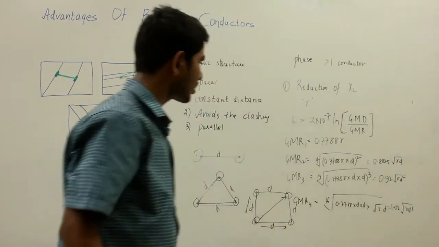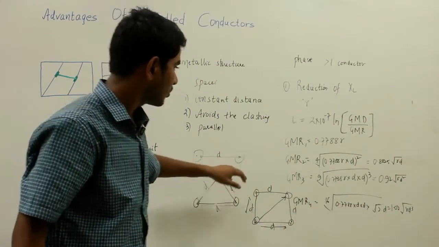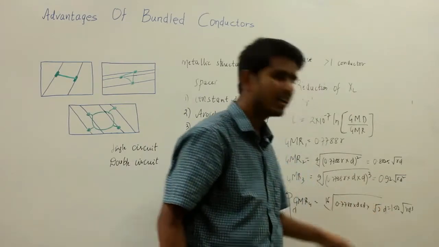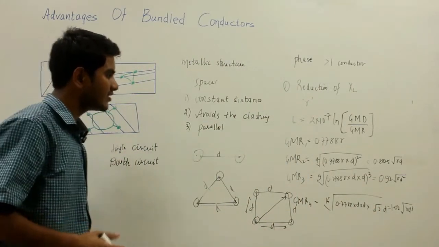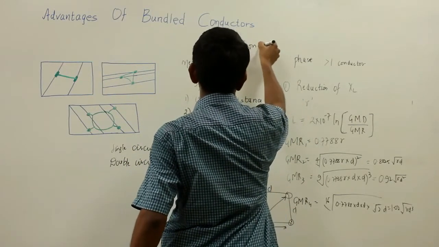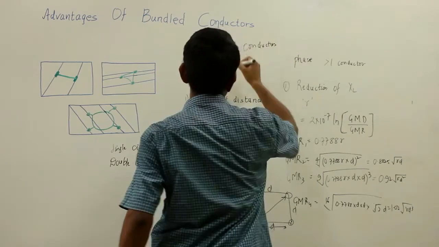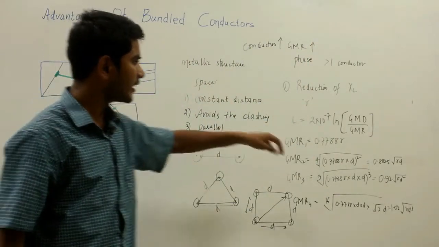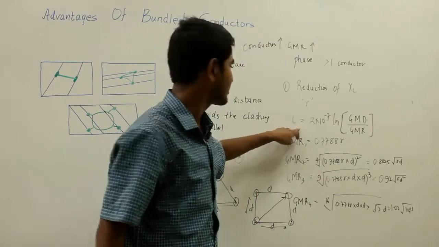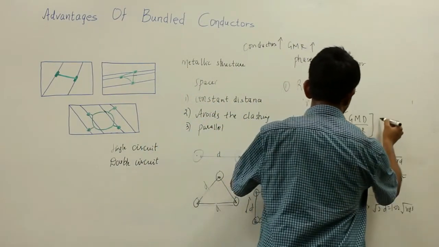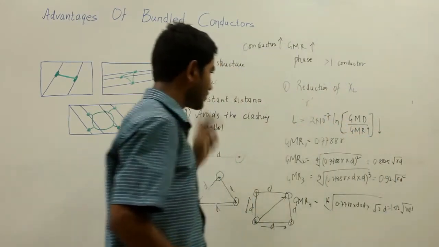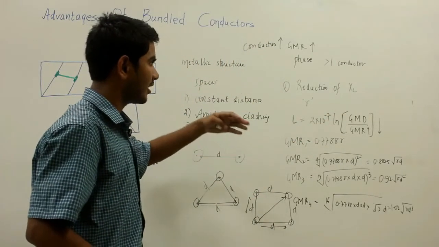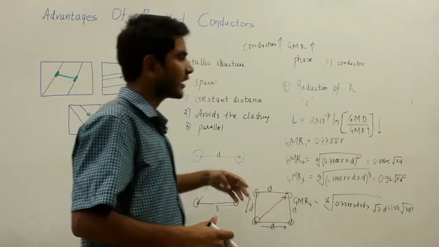So here you can see, as you are going to increase the conductors per phase, so for two conductors it is 0.8825 into under root of rd, for three conductor bundle, for four conductor bundle, as you are going to increase the number of conductors per phase, the GMR is going to increase. That means the number of conductors has a direct relationship with the GMR. As the conductors increase, your GMR increases, and from here, as your GMR increases, this L decreases. So the bundle conductor results in the reduction of your inductance, and this reduction of inductance provides the advantage of maximum power transfer capacity of the line.